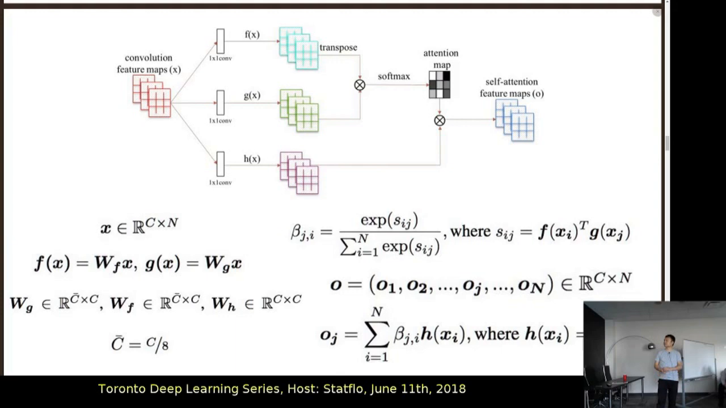And then multiply it by the lower one. I don't understand the lower one. It is also C by C. What is C by C? The lower, H is also C by C. So oh, okay, so everything is C by C. No, F and G are from X, which is C by N. WH, the weight matrix, the parameterization of H, is C by C. But H is that weight matrix times X, which is the input. So H of X is C by N.